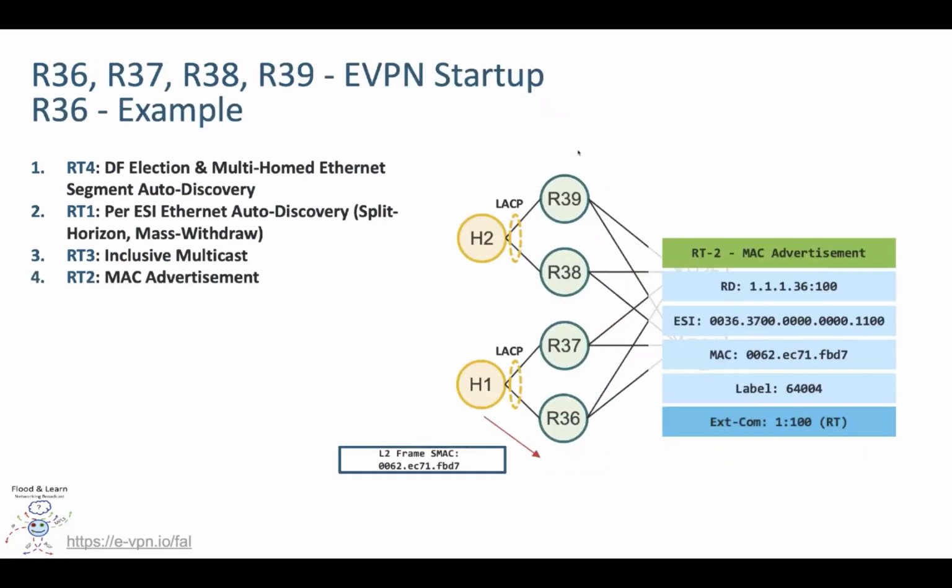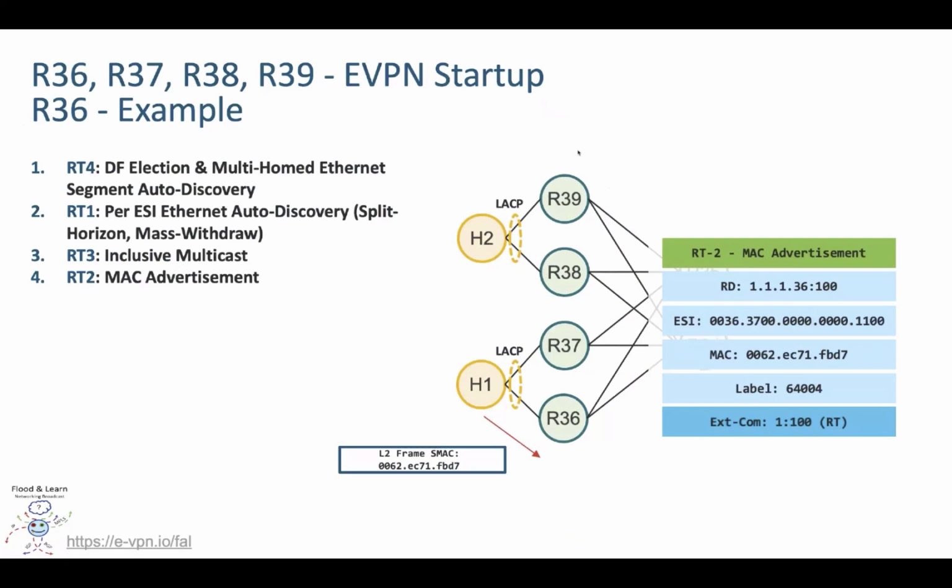Now, a very important part is also the MAC advertisement. We didn't cover this most important thing. So once I receive the MAC address on router 36, again in this example, I will use route type 2, and over this route type 2, I will advertise this MAC address over the core. So again, what will happen is that 38, 39 will update the forwarding table, and 37 will synchronize this MAC address in the MAC address table.